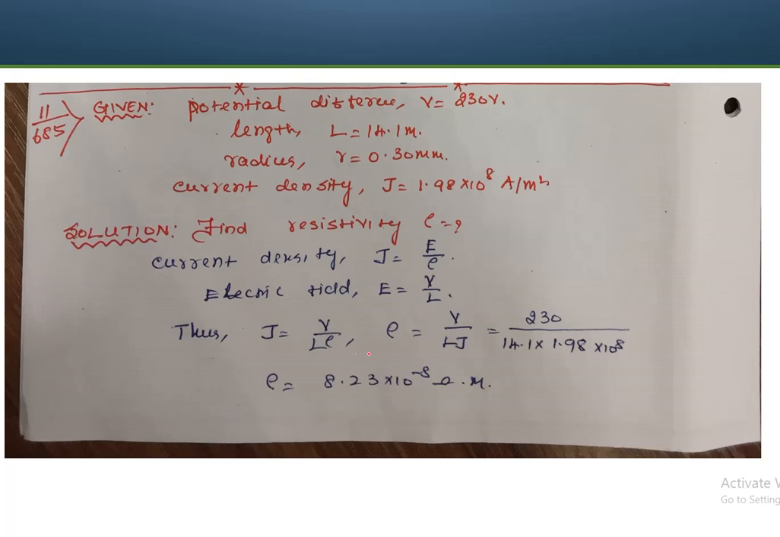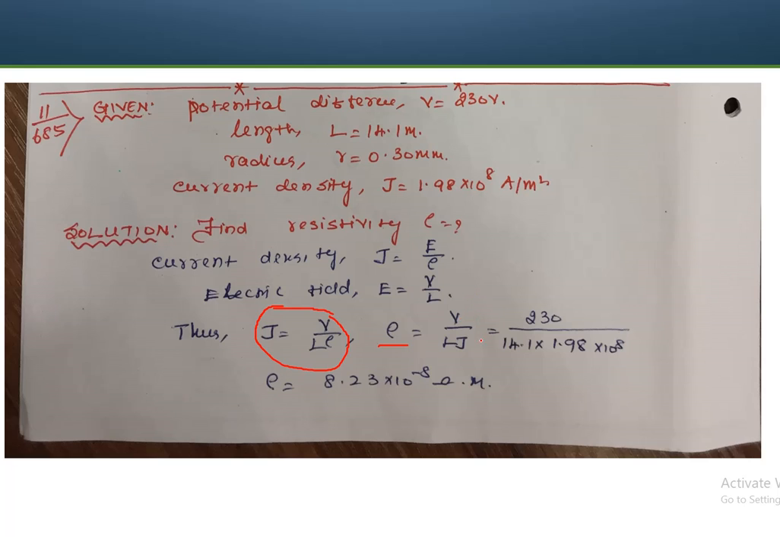So how to calculate the resistivity rho? First, how can I relate the current density and the rho value? This is a formula which relates the current density and the rho value. Current density J is equal to V divided by L into rho. From this, rho is equal to V over LJ. L is the length, J is the current density, and V is the voltage.